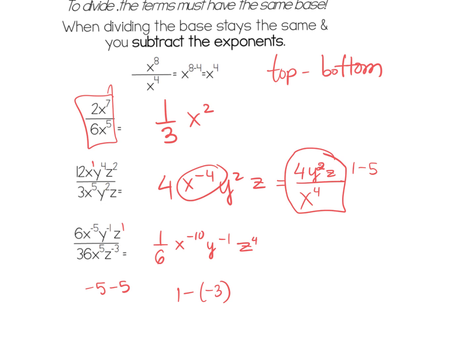Okay, so we're going to handle the negative exponents. Put them at the bottom, so x to the 10th. Don't forget we have 6, so 6 is the coefficient, and y. And then in the numerator, you get z to the power of 4. Okay? That's your answer.